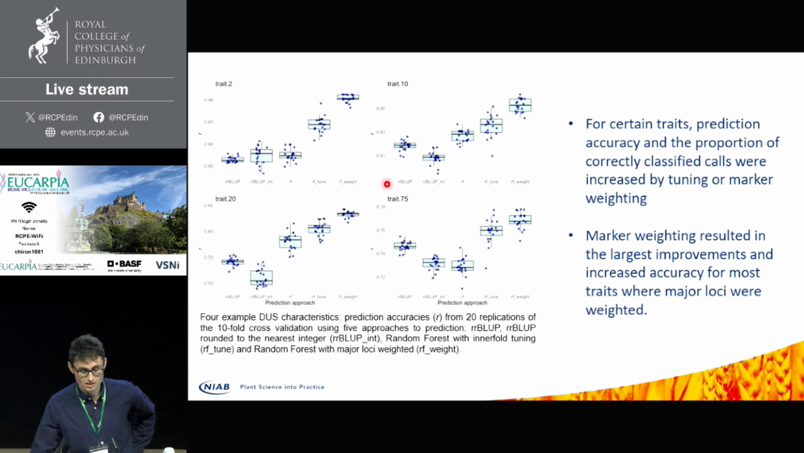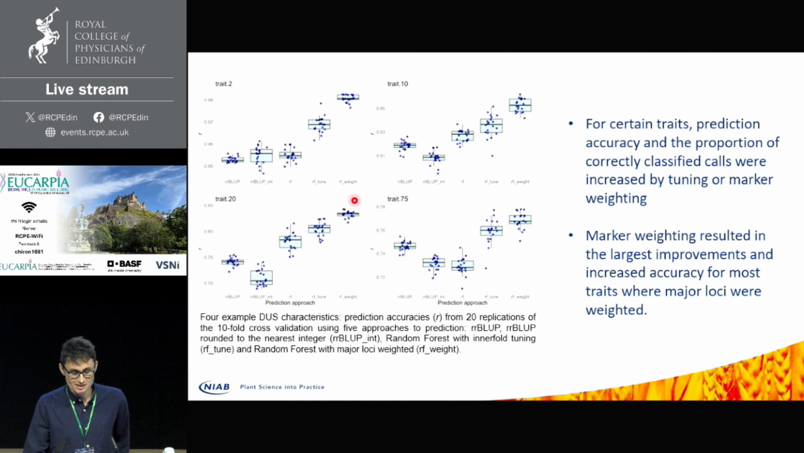So these are some further examples of how we try to optimize the random forest approach. These box plots show RR-BLUP, the standard approach, RR-BLUP with integer rounding, which adds more variability to the accuracies, as you can see. Random forest with default settings, and then random forest with tuning, and random forest with weighting. I should have really done tuning and weighting combined, but I didn't get around to that.